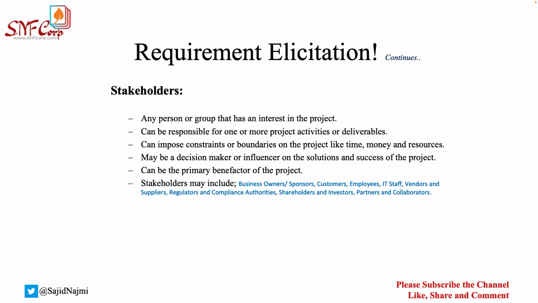Now you need to know, from the requirement gathering perspective, who the key stakeholders are for you, and you have to find them, document them, and talk to them for the requirements. The stakeholder can be responsible for one or more project activities or deliverables at the same time. This person may have multiple deliverables. This person might be working on different projects, or might have different roles within the same project. So you need to identify all of them.